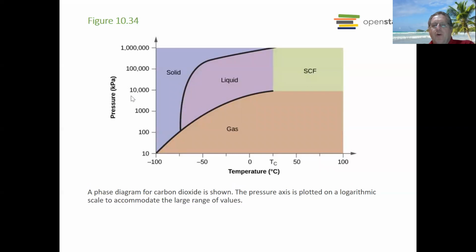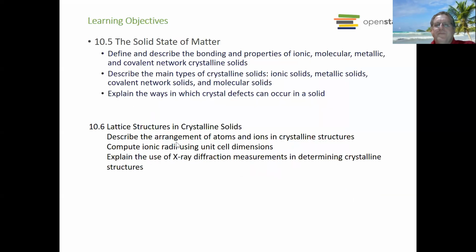This is a diagram for carbon dioxide. Notice the pressure is given on a logarithmic scale. But notice that we don't see the liquid at room temperature and pressure. Even at 1 atmosphere, we don't see the liquid. That's way above here. Well, that's because carbon dioxide sublimes straight from a solid to a gas at lower pressures. And we will finish out with the solid state of matter in the next video.